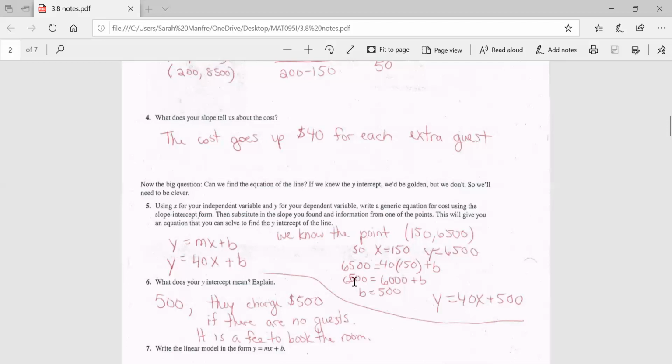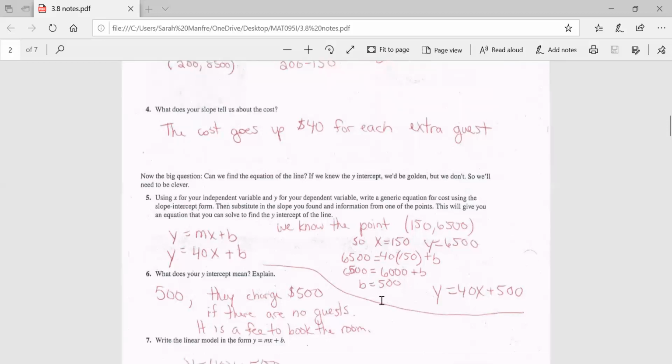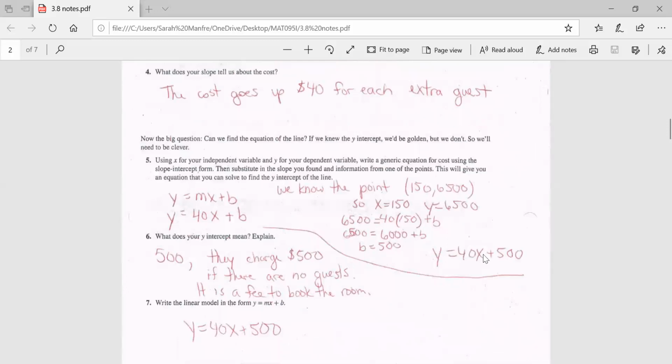So now we have the equation 6,500 equals 6,000 plus b. And then if I subtract 6,000 from 6,500, we get 500, which means that the y-intercept is 500. So we get y equals 40x plus 500 is my final equation.